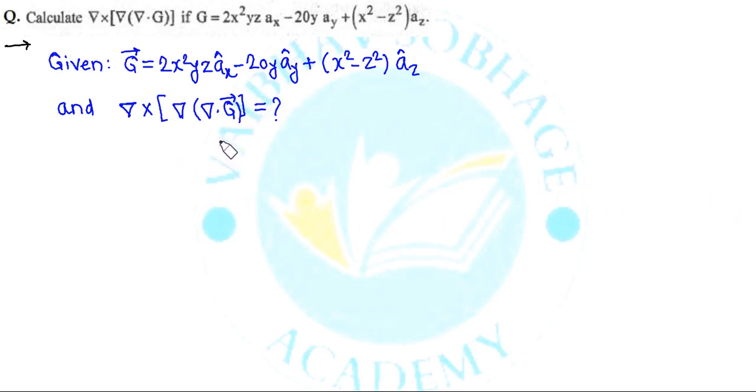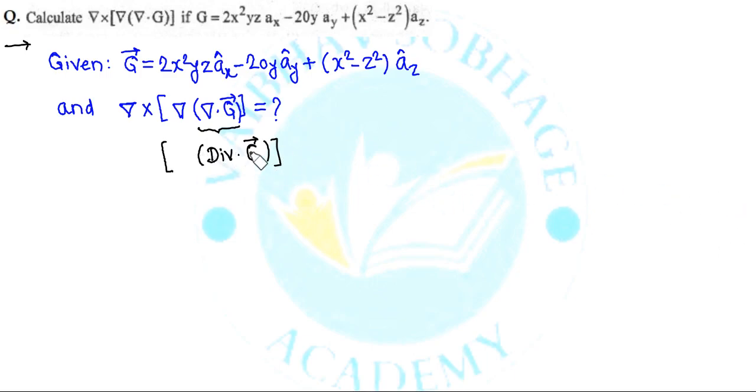So if you carefully observe and you can refer to your properties of the divergence, curl and gradient, you will find that the very first term is what? We have to find out the divergence of your given vector g. Okay, now after finding that divergence, we have to find out the gradient along the respective axis for your given bracket, and then we have to find out the curl of this bracket.